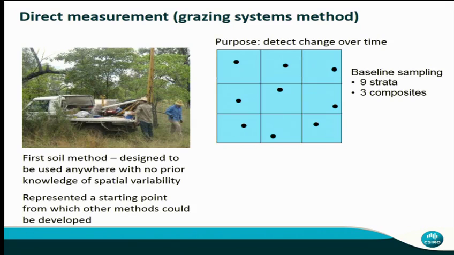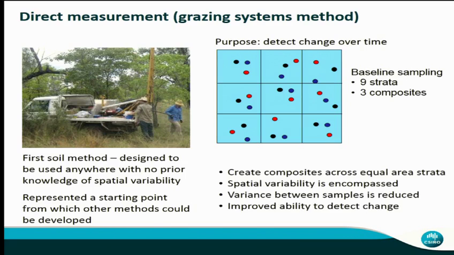And what basically happens, that's one of our composites. So we've taken a core from each of the strata, put it in a bag. We've collected another composite and another one. So now we've got 3 composite samples from the 9 strata. So each composite has 9 cores inside it.